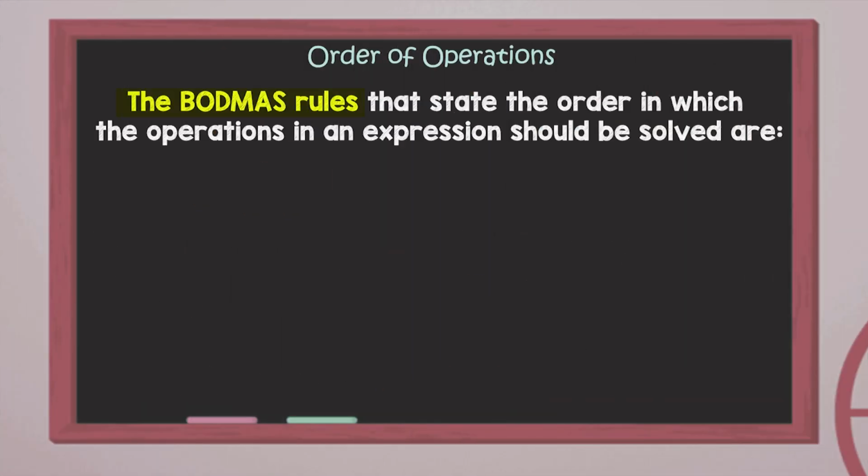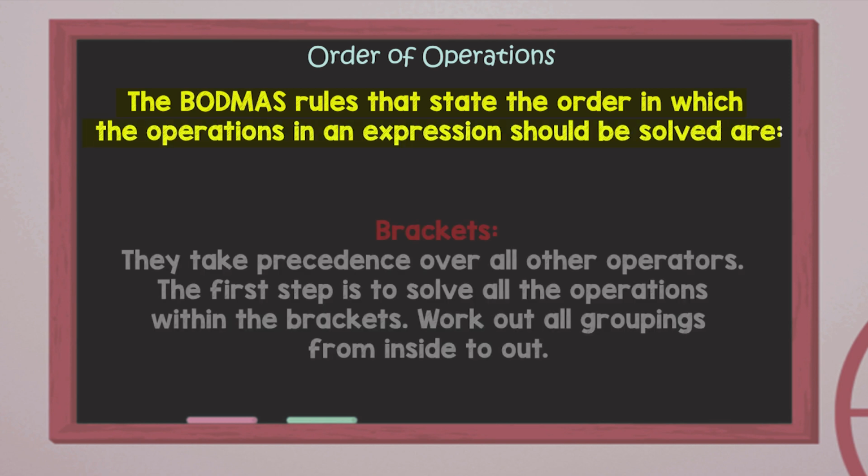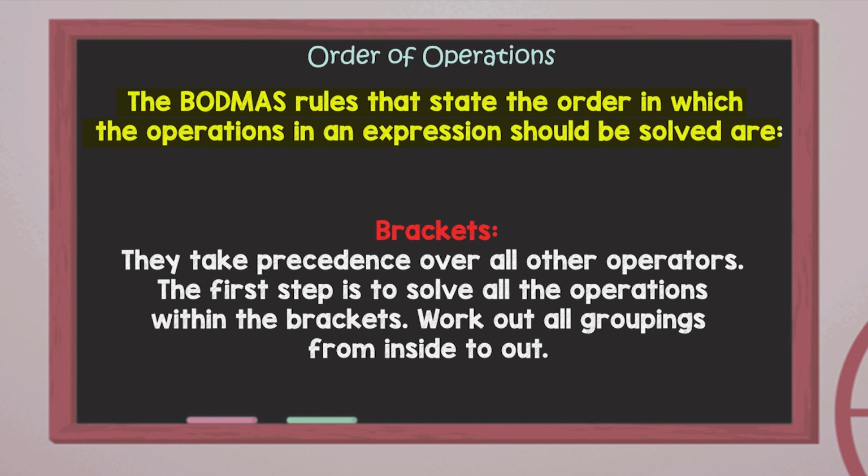The BODMAS rules that state the order in which the operations in an expression should be solved are B, brackets. They take precedence over all other operations. The first step is to solve all the operations within the bracket. Work out all groupings from inside out. Whatever is in the bracket is a grouping.